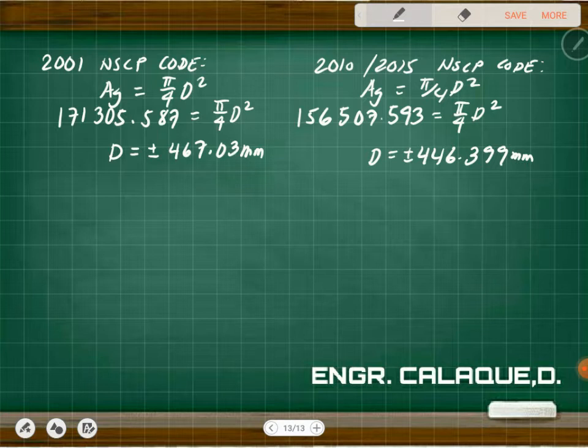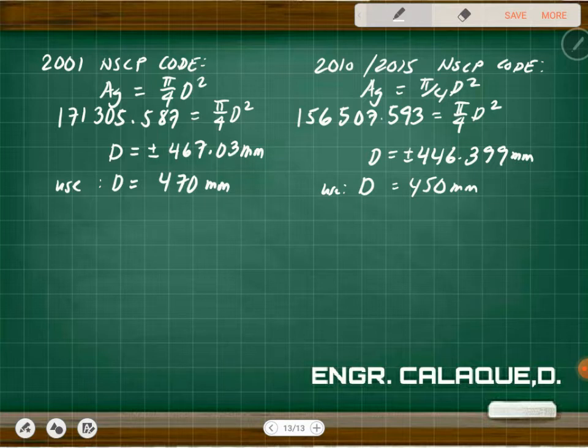Okay, so meron na tayong use diameter, say gawin ko na lang 470. Okay, so yan lang yung gamitin ko. So depende yan sa'yo, no? Depende yan sa'yo. So yung nearest ko na lang. Yung dito naman, use let's say gawin ko na lang 450 mm. Okay, so may 20 mm na diferensya nila, no? Sa 2001 tsaka 2010 or 2015.